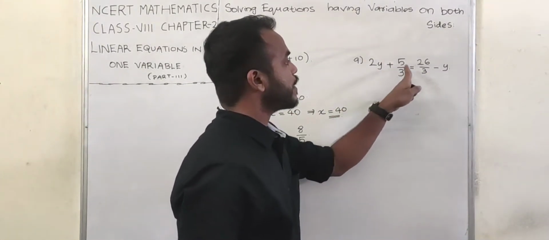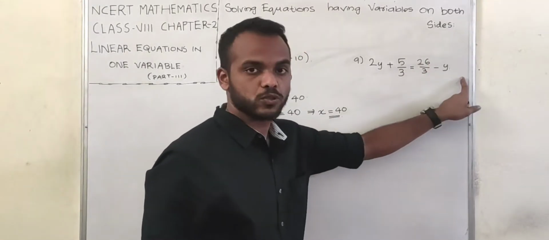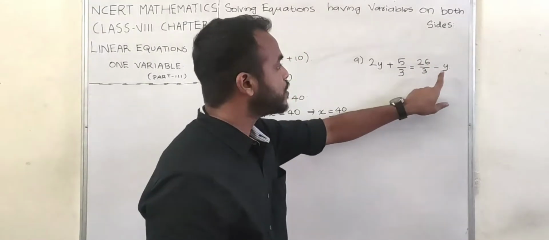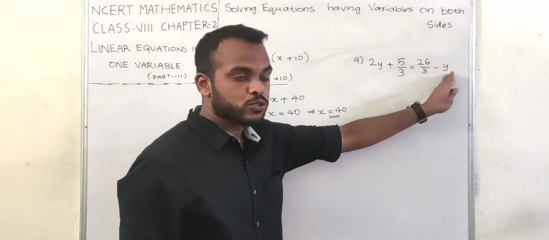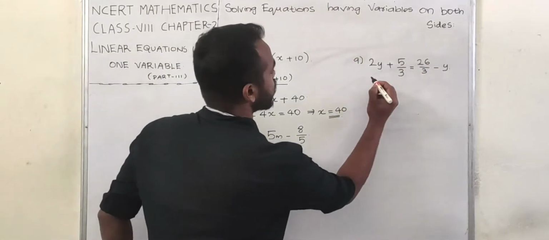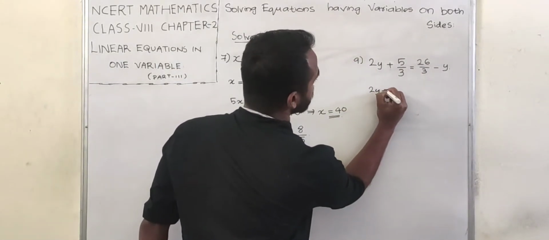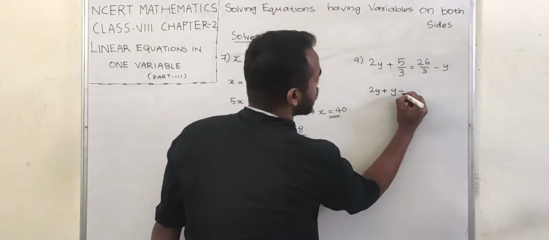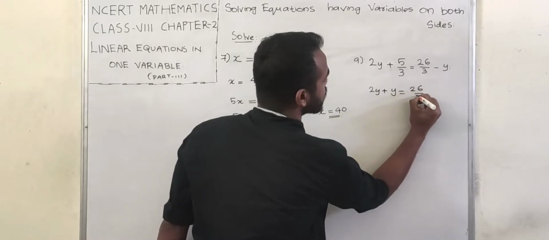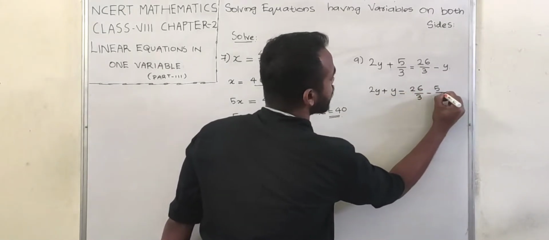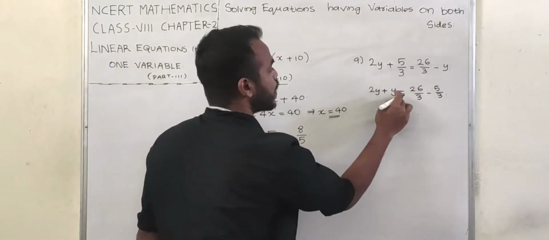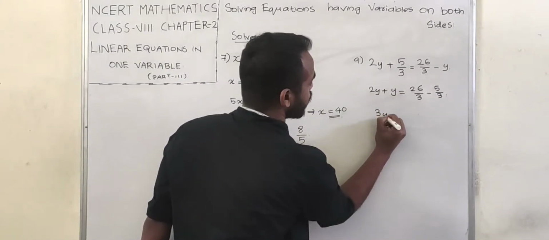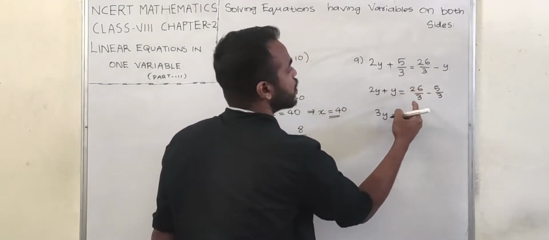Now move on to the ninth one: 2y plus 5 by 3 is equal to 26 by 3 minus y. The very same step that we have been doing all along. Take this minus y to the left hand side. So it gives 2y plus y. Now take 5 by 3 to the other side. What happens? There is already 26 by 3. Then another 5 by 3 should be subtracted. 2y plus y is 3y is equal to 26.